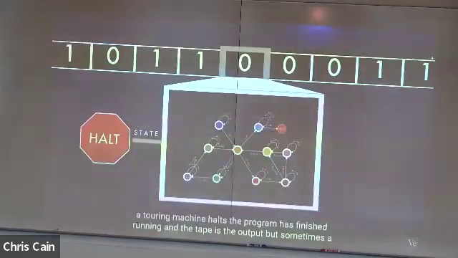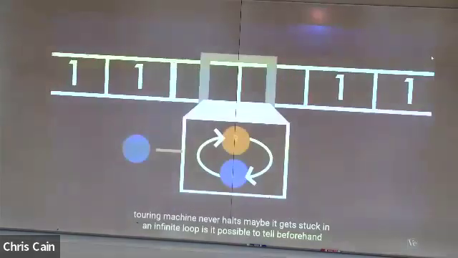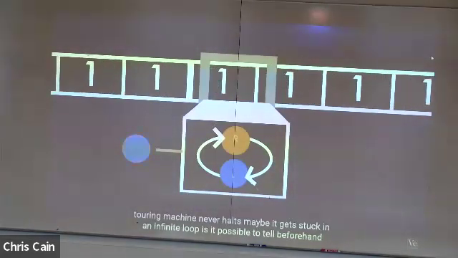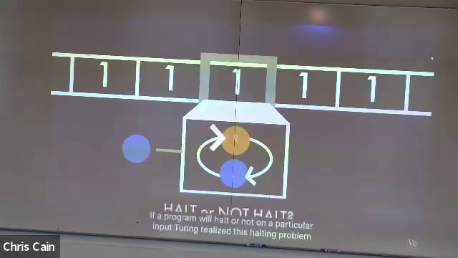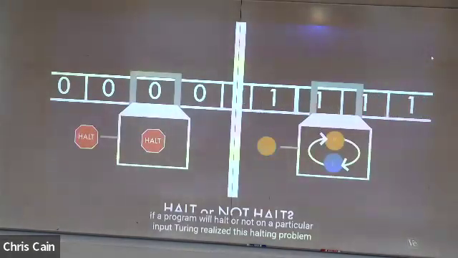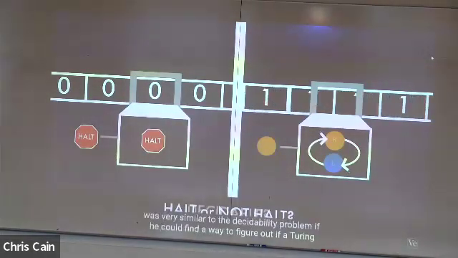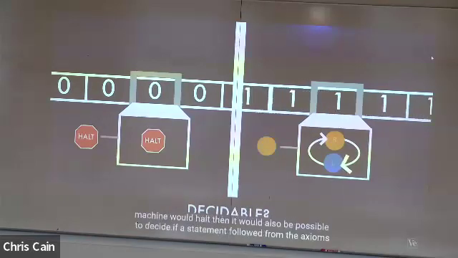When a Turing machine halts, the program has finished running and the tape is the output. But sometimes a Turing machine never halts. Maybe it gets stuck in an infinite loop. Is it possible to tell beforehand if a program will halt or not on a particular input? Turing realized this halting problem was very similar to the decidability problem. If you could find a way to figure out if a Turing machine would halt, then it would also be possible to decide if a statement followed from the axioms.